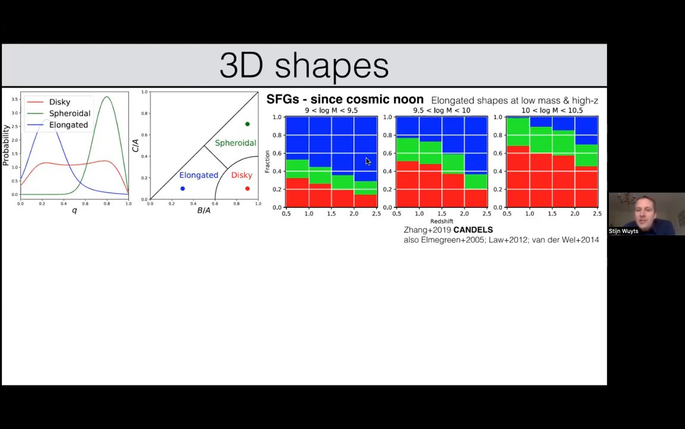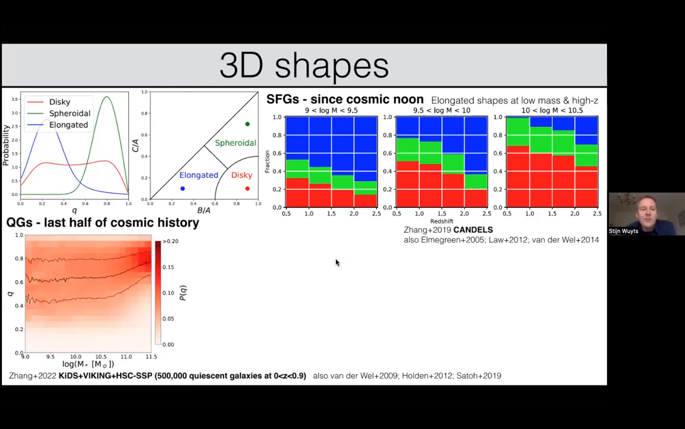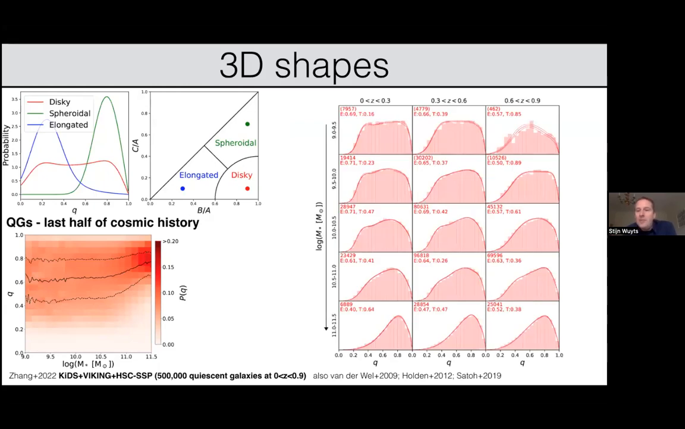And so it's in this low mass regime, especially at higher redshift, that our picture of axisymmetric disks may break down. A similar analysis was recently also carried out on 500,000 galaxies, quiescent galaxies in this case, spanning the last half of cosmic history, finding that over all these redshifts out to 0.9, above 10 to the 11 solar masses, you see a characteristic change in the axis ratio distribution. This is the same trend broken down in mass and redshift bins. And at the highest masses, shapes are rounder, even up to redshift 0.9.